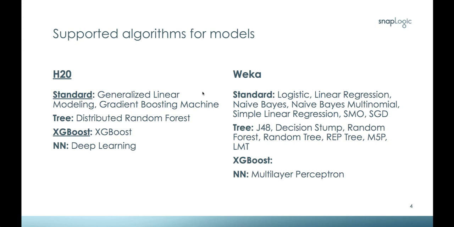So both engines come with 4 different families, essentially, of machine learning algorithms: standard, tree, and XGBoost. And we have specifically said that we're only interested in algorithms for standard and XGBoost. Now, for standard, you can see that there are two different ones. There's generalized linear modeling and there's gradient boosting machine. And for XGBoost, there's XGBoost.